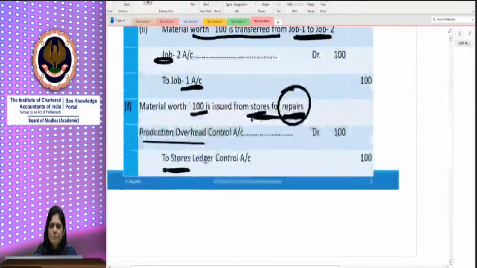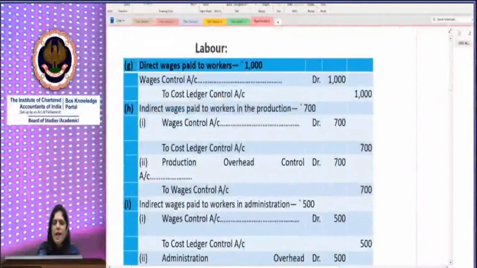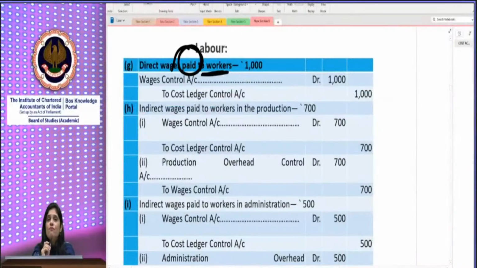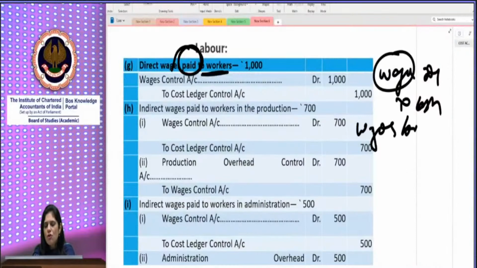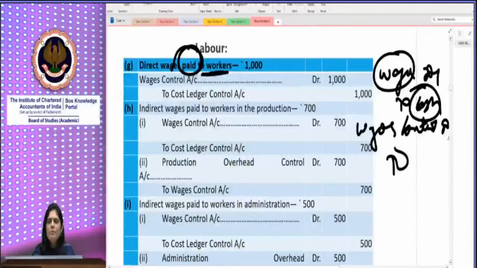Moving further, direct wages paid to workers. Now you have to pay, so first you have to pay for wages. If you are paying wages, what entry do we pass in financial accounting? Wages account debit to cash or bank. Now since we are in cost accounting, wages will be converted into wages control account debit. Clear? We cannot use cash or bank. In place of cash or bank, what do we have to use? Cost ledger control account. Is it clear?